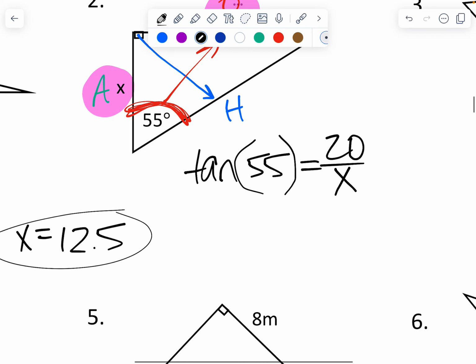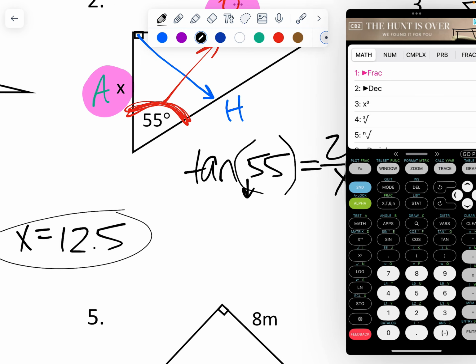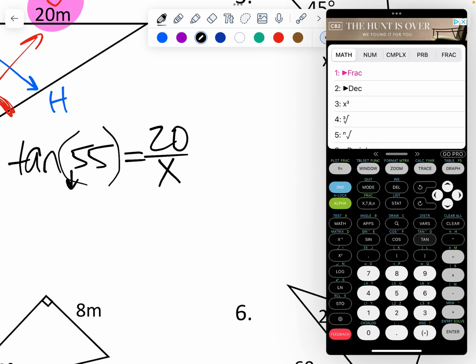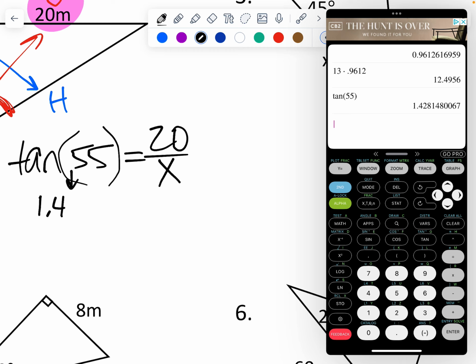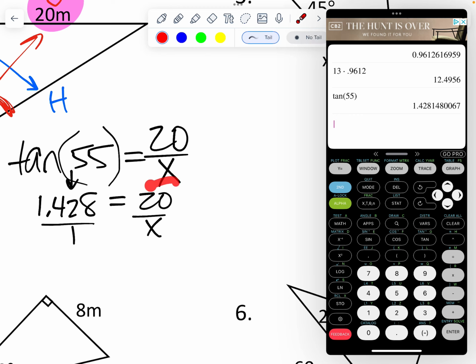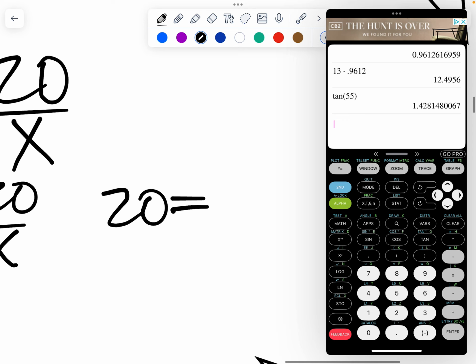Okay, I'm going to tan 55 in my calculator. What would that number be? Tan 55, which is 1.428. Equals 20 over X. I'm going to put this decimal over 1 and I'm going to cross multiply. 20 times 1 is 20. Keep the equals. When I cross this way, I get X times 1.428, which is 1.428X.